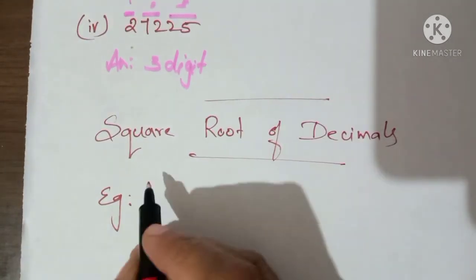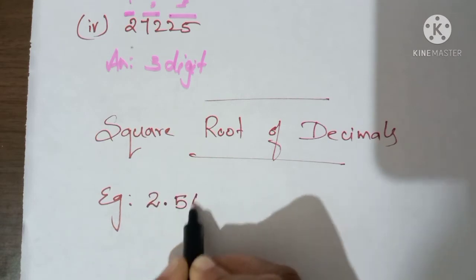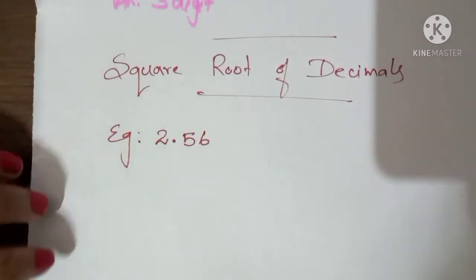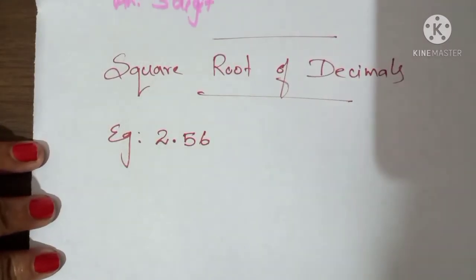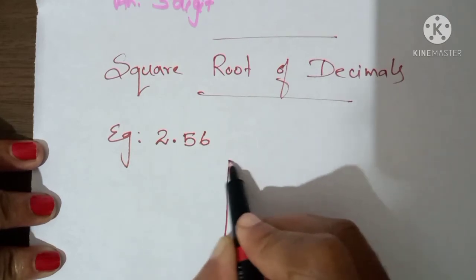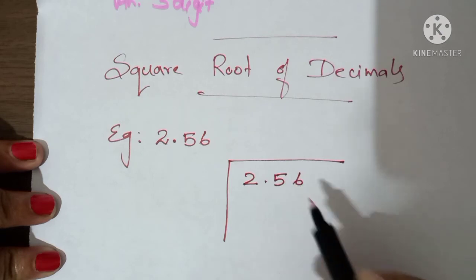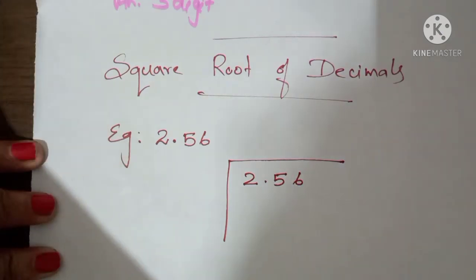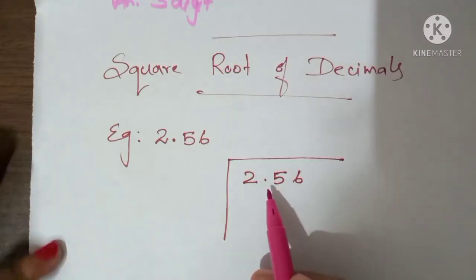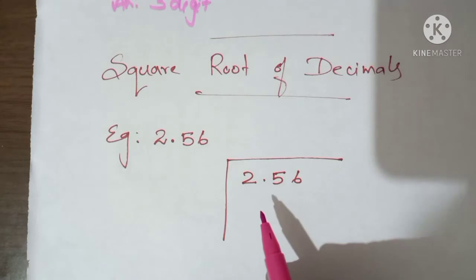Let's see an example problem. The number is 2.56. Now the same way we will be doing the division. So first thing what you want to do, you want to pair it. Here you have a decimal number, right?